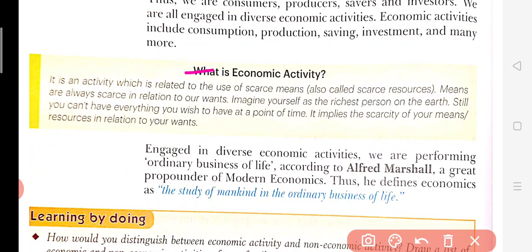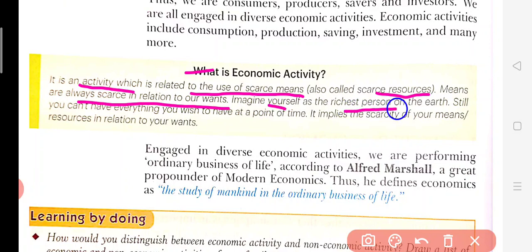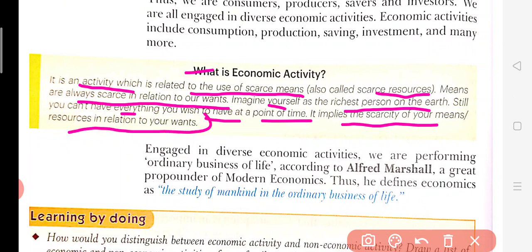Now what is an economic activity? As you have already seen, consumption, production, saving and investment are all economic activities. Now here, what is economic activity? It is an activity which is related to the use of scarce means, also called scarce resources, which are always scarce in relation to our wants. Imagine yourself as the richest person on the earth, still you can't have everything you wish to have at a point of time. It implies the scarcity of your means, resources in relation to your wants. So economic activity is the use of resources which are limited, means we will have to use them rationally.